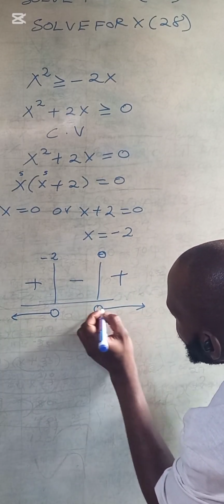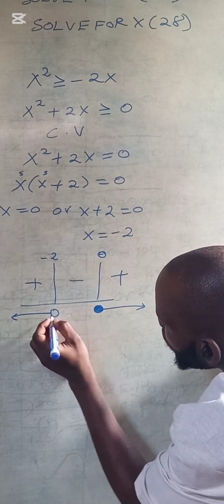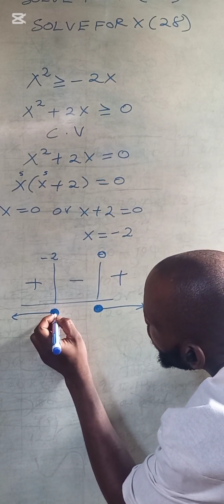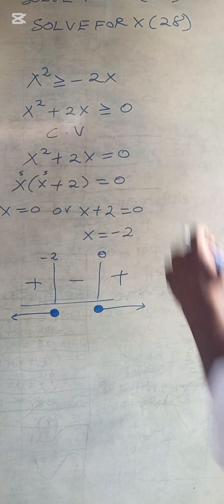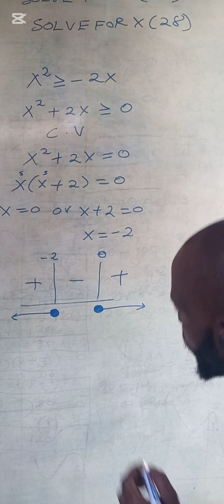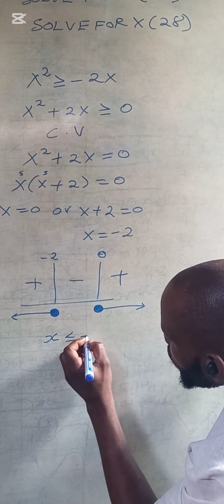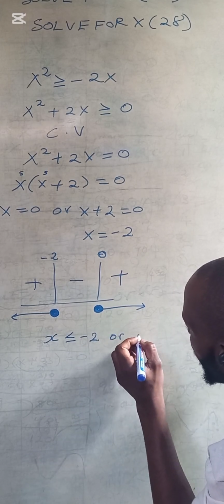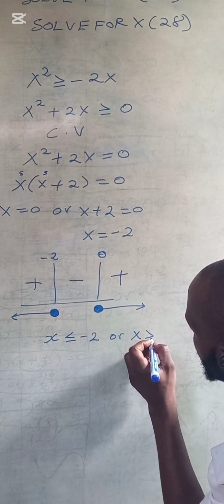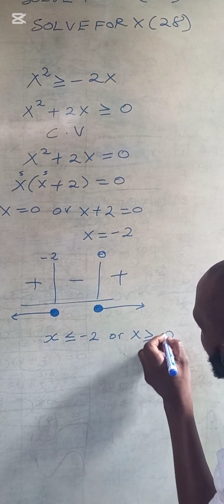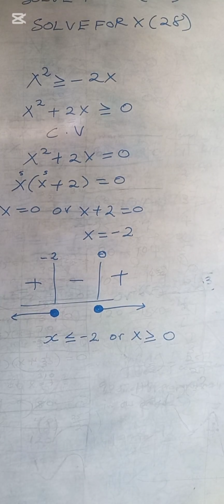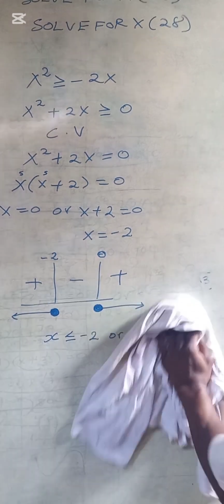And it also goes here, but these values are included because these values will make this thing equal to 0, right? They said greater or equals to. So our solution is x must be less or equals to -2, or x must be greater or equals to 0, right? Those are our solutions. Moving right along.